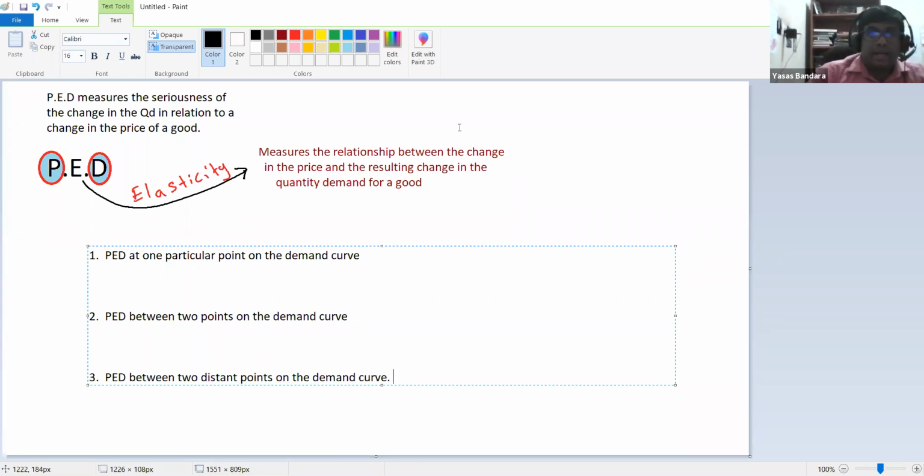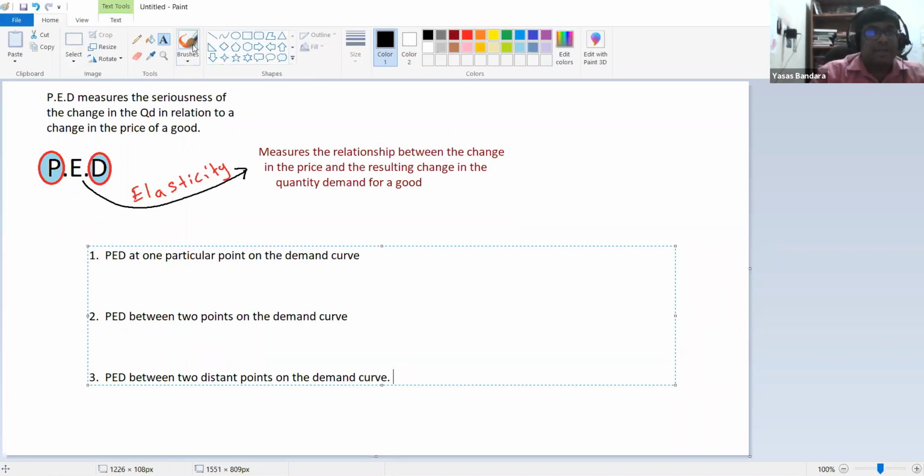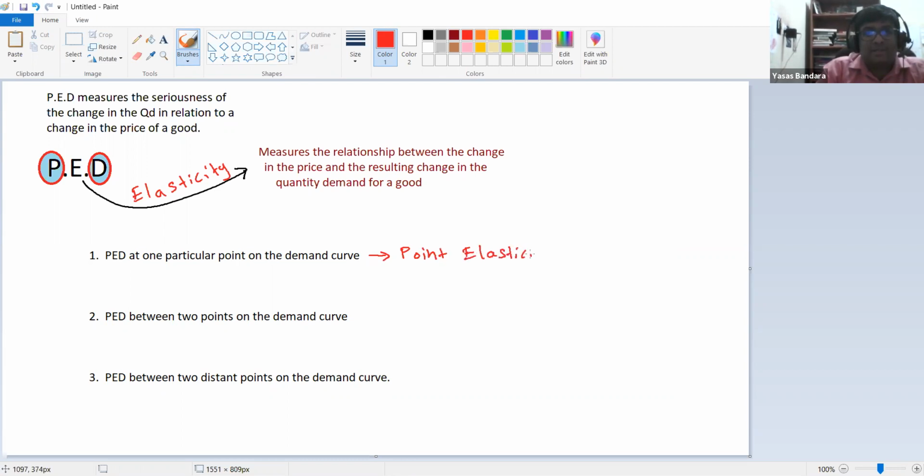And there are names. For example, we call the first one point elasticity. This is point elasticity. That's what we simply call it. And this last one, we call it arc elasticity. Not only names, there are different equations. I would like to give you the equation to calculate point elasticity, B into P over QD. That is the equation, B into P over QD, price over quantity demand.